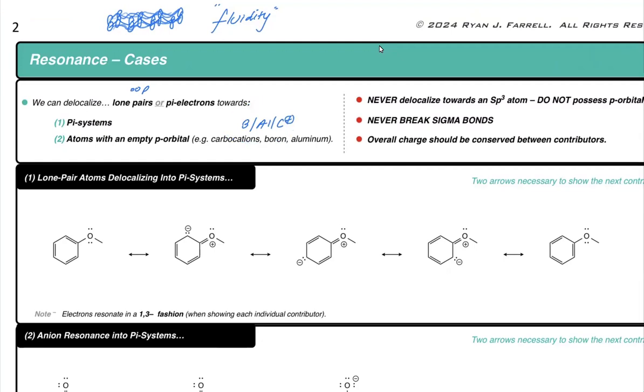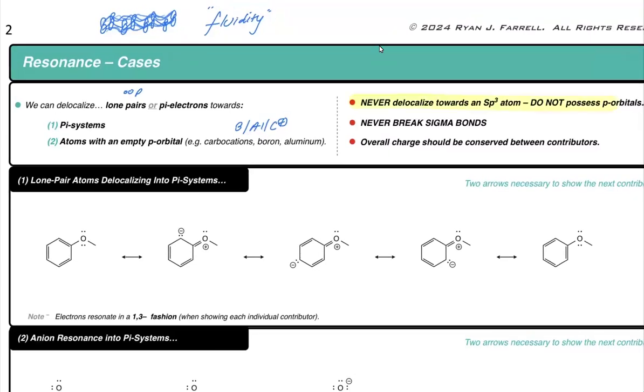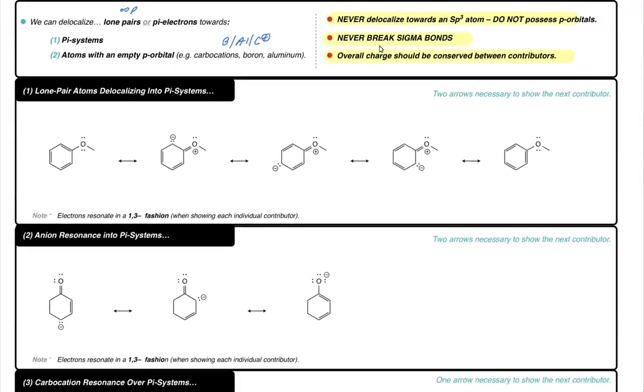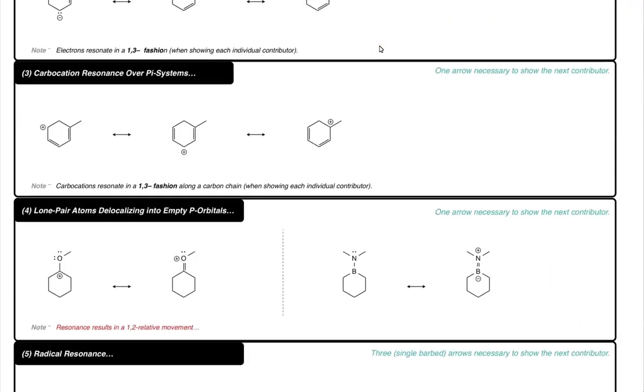But what we should never do is delocalize towards sp3 hybridized atoms because they don't have p orbitals. We should never break sigma bonds, and the overall charge needs to be conserved between contributors. So what we're now going to do is look at instances of resonance, detail that, and later on we'll do more examples with resonance.